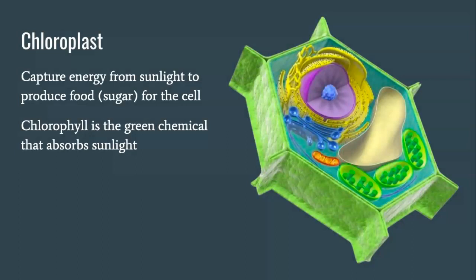Finally, plants have incredibly important organelles called chloroplasts. Chloroplasts have the job of capturing energy from sunlight to produce food, which is sugar, for the cell. Again, plants have chloroplasts that use energy from sunlight to produce food. And they're able to do that because of chlorophyll. Chlorophyll is a green chemical that absorbs sunlight. And in fact, chlorophyll is the reason plants are green.